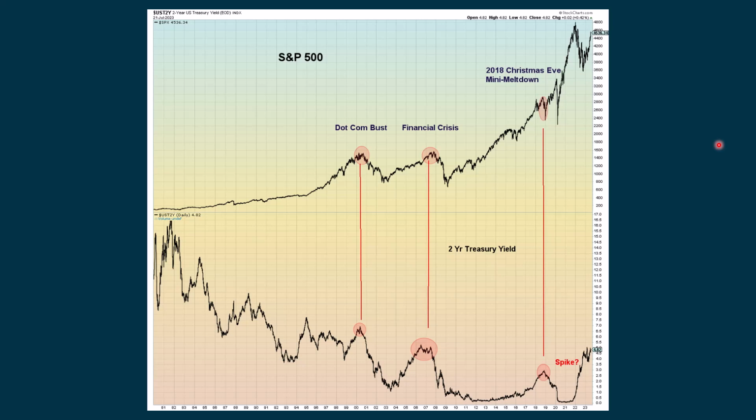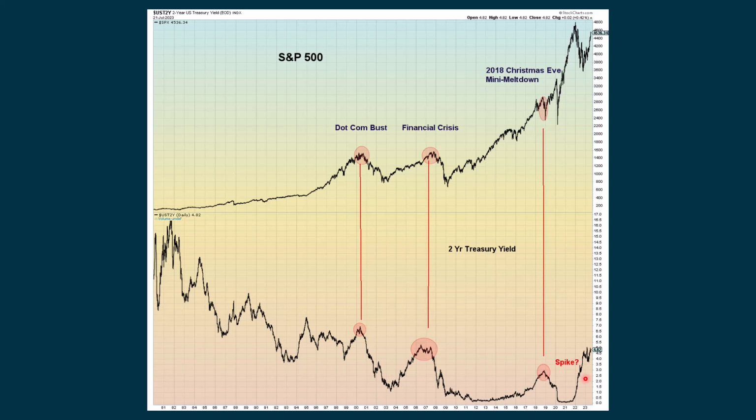The basic idea behind this chart is when the 2-year yield spikes and starts coming down, that means interest rates are going down. That gives good short to intermediate term support to the S&P 500. Well, lately, the 2-year yield and the S&P 500 have been going in the same direction, so this chart hasn't been helping us.